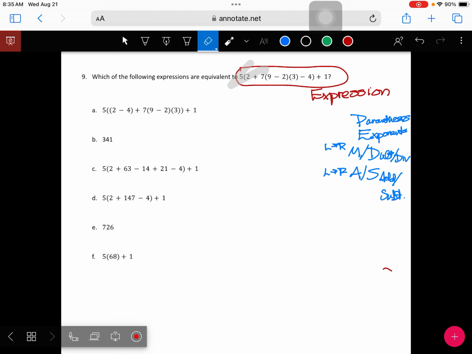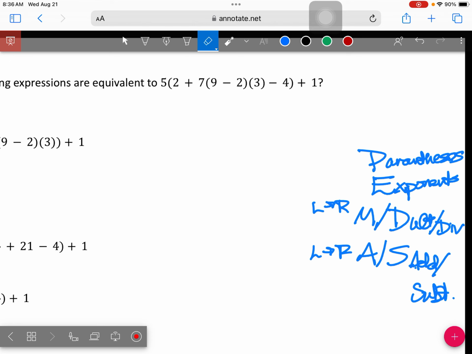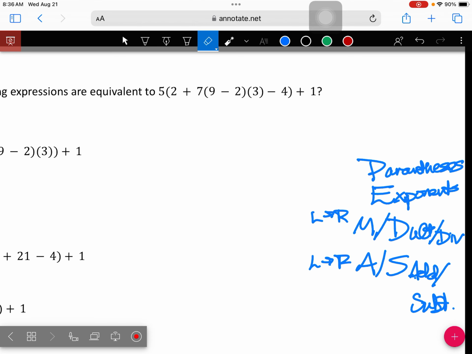Okay, so now let me erase some of this. So as I look at this expression, there is a correct order. There should only be one answer. What would I do first here?